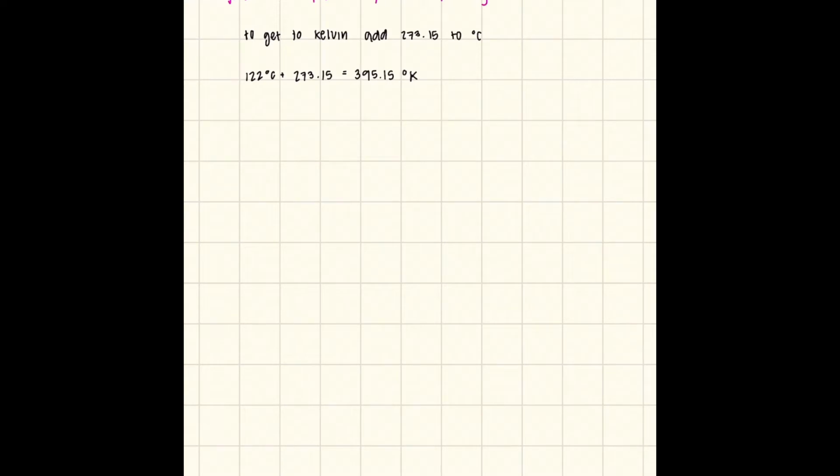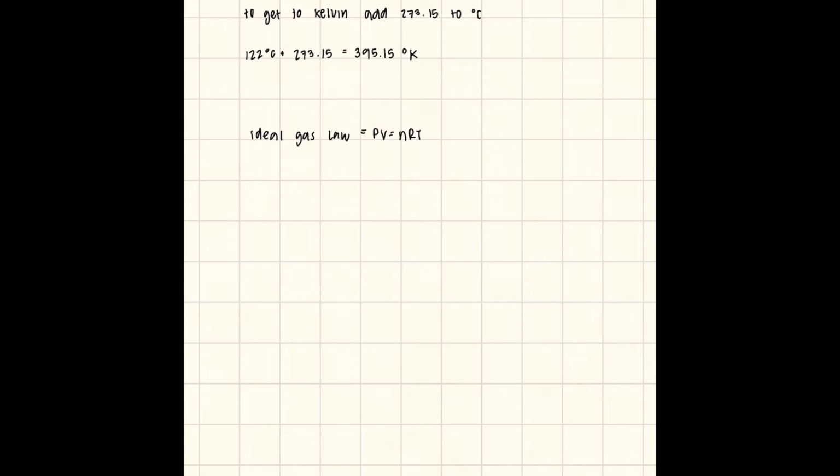So for this, we are going to need to know what the ideal gas law formula is. And the ideal gas law formula is going to be P times V equals N times R times T. So that's going to be our basic ideal gas law formula. So now we're just going to look at our givens, and we are going to figure out what our variables are. So P is going to equal 2.00 ATM, because that's our pressure.